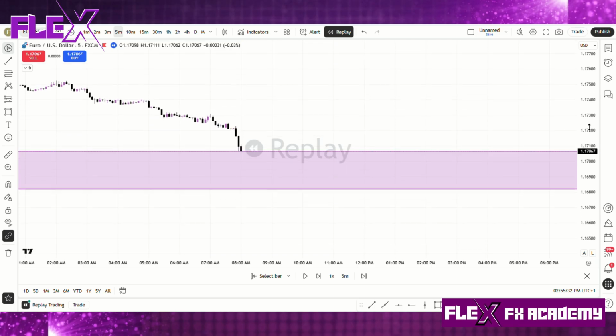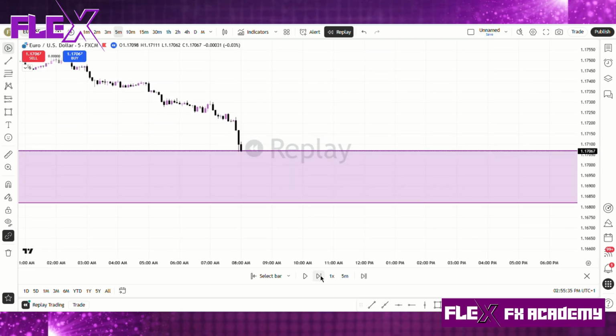All right, let me expand this a bit. I love this zone, and I also love the timing of the tapping because it's corresponding with the opening of the London session. So this could be a high probability trade. Okay, so let's go.